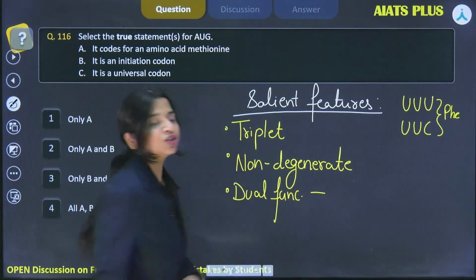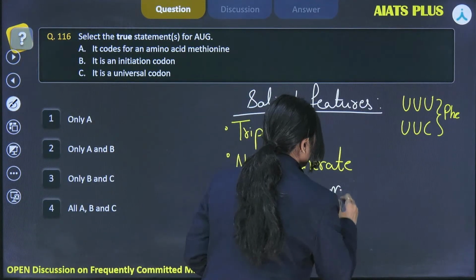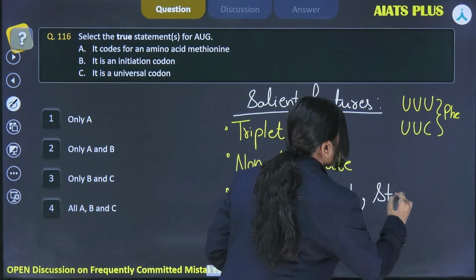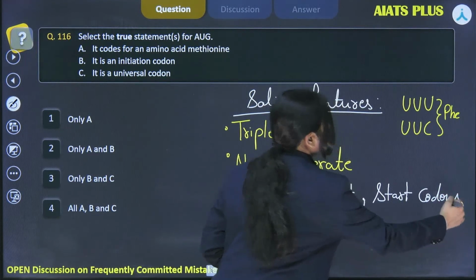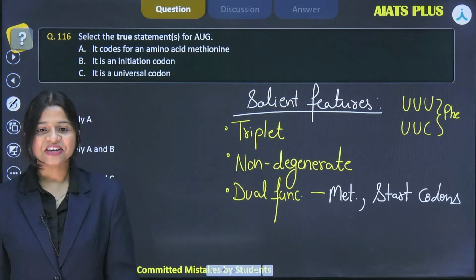What is the dual function? First, it codes for methionine, as I told you, and it also acts as the start codon. Wherever it is present, the process of translation will begin. Okay? Answers are there in the comment box.